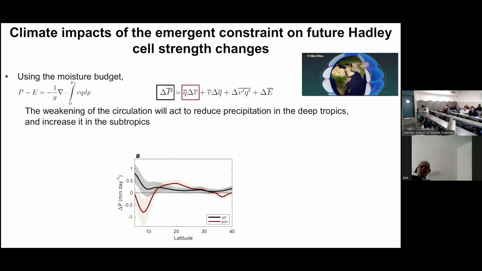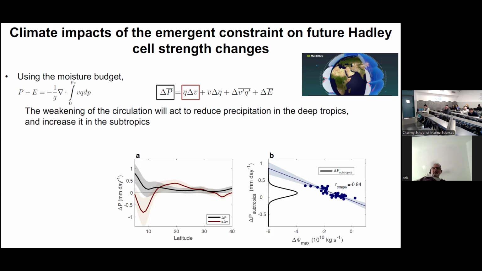Right. So this might suggest that this increase that we see in the subtropics of precipitation in black might come from the weakening of the circulation. And indeed, we find a similar linear relationship in the models. On the y-axis is the future changes in precipitation in the subtropics, so this black line, basically, plotted against the future changes in the atmospheric circulation.